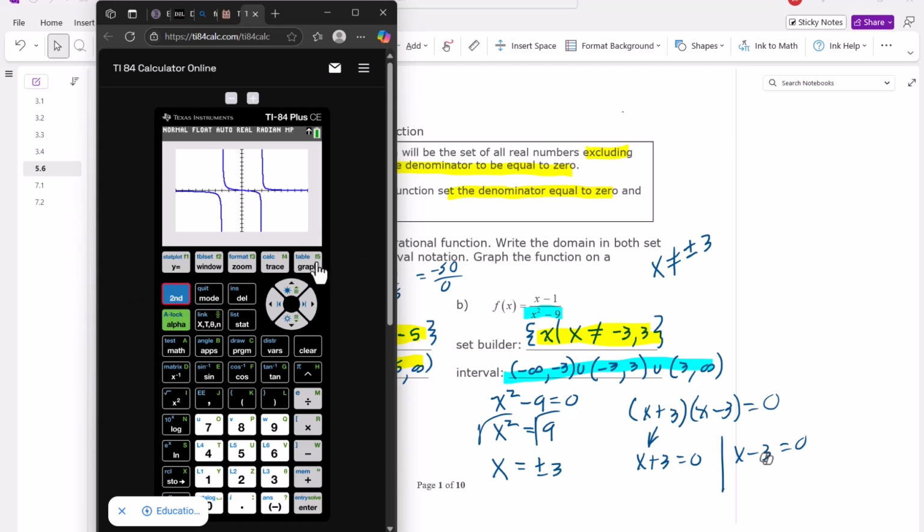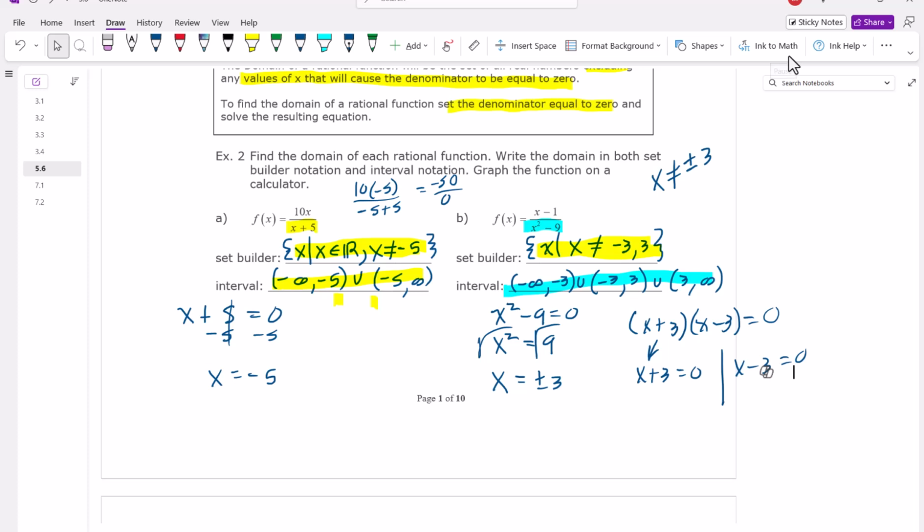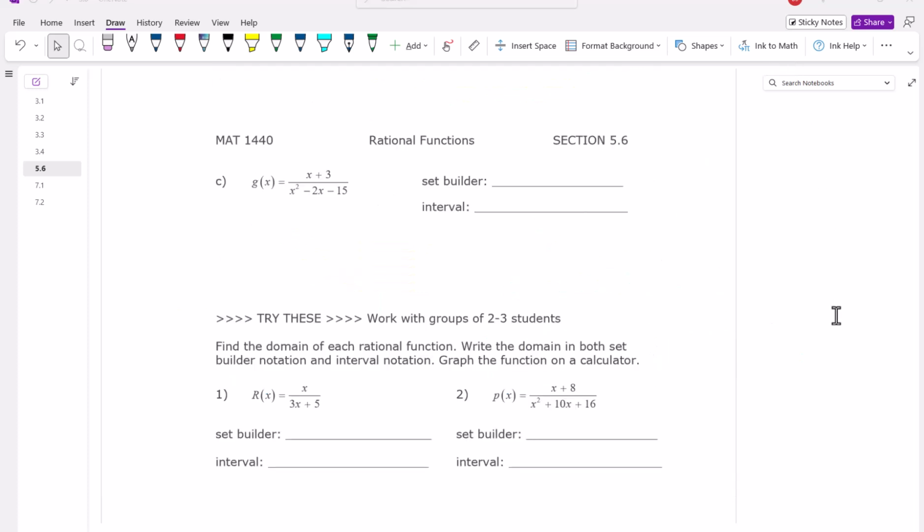Okay, so they're going to find, when you look at your table of values right here, if you go second graph to open up the table of values, you're going to find that there's an error at 3 because the calculator is dividing by 0, and there's an error at negative 3. So if you put something in a graphing calculator, it's going to tell you where things are undefined on a rational function, but you want to be able to do this without having to rely on your graphing calculator. Okay, next thing we'll look at this.